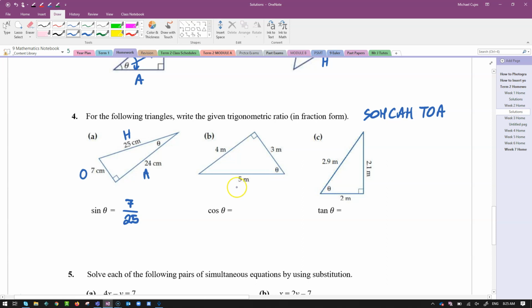Cosine of theta is adjacent over hypotenuse. Well, I better label it to make sure I know where everything is. Cosine of theta in this case, adjacent 3, hypotenuse 5.